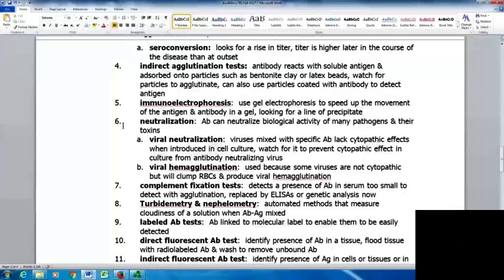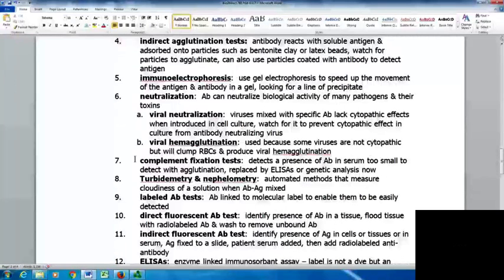In neutralization tests, the antibody can neutralize the biological activity of many pathogens and their toxins. So if we look at viral neutralization, viruses are mixed with a specific antibody, and when the antibody attaches to it, they will lack their cytopathic effects. So when it's introduced into a cell culture, you're watching for it to prevent the cytopathic effects in the culture, showing that the antibody neutralized the virus.